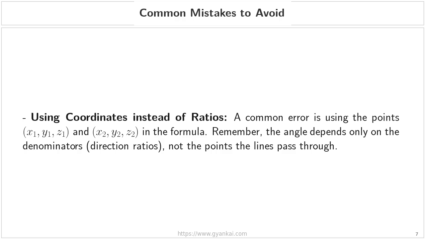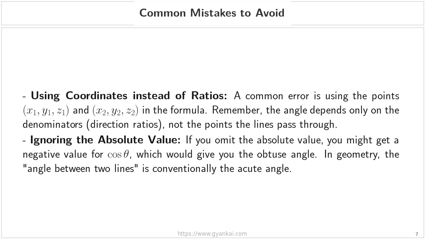Second, do not forget the absolute value bars around the numerator and denominator. If you ignore the absolute value, you might end up with a negative value for cosine theta. While mathematically possible, a negative cosine would give you an obtuse angle. In our geometry curriculum, when we ask for the angle between two lines, we are conventionally looking for the acute angle, so that absolute value is your safeguard to ensure your answer is correct.